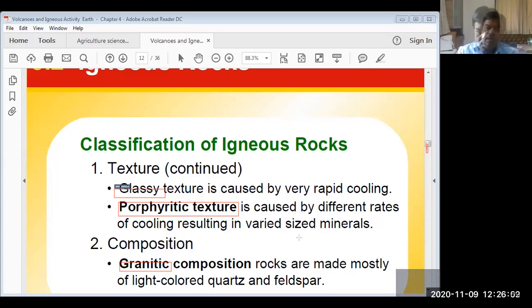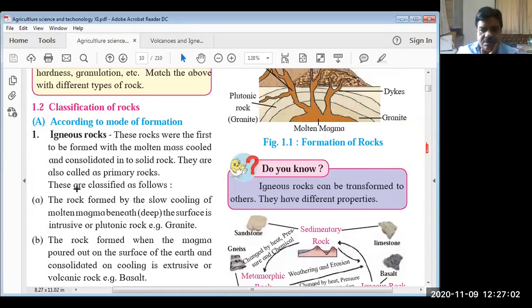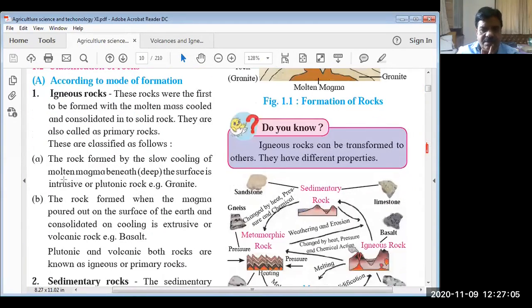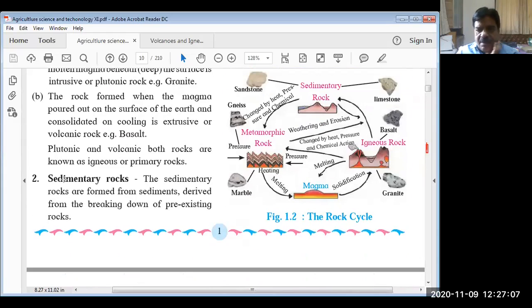From your book also, we can see here igneous rock. This is a page from your book. Igneous rock, sedimentary rock, and these different forms, different kinds of rocks are there. Please look at the figure. Rock cycle. Here it is an igneous rock, then it is a sedimentary rock, then here it is a metamorphic rock. These are three kinds of rock.